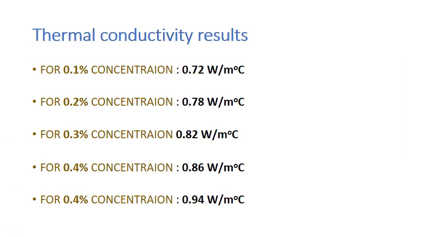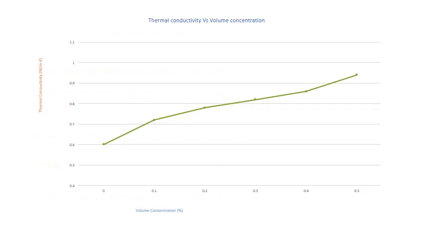The thermal conductivity results we got from the KD2 probe instrument are: for 0.1 concentration, 0.72 watt per meter centigrade; for 0.2 concentration, 0.78 watt per meter centigrade; 0.3 concentration, 0.82 watt per meter centigrade; 0.4 concentration, 0.86 watt per meter centigrade; and 0.5 concentration, 0.94 watt per meter centigrade. This is the result we have plotted on a graph. As you can see, as the particle concentration increases, the thermal conductivity is also increasing.